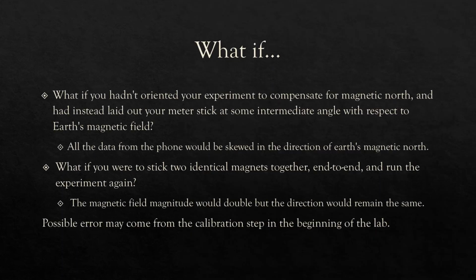What if? What if you hadn't orientated your experiment to compensate for the magnetic north and had instead laid out your meter stick at some intermediate angle with respect to Earth's magnetic field? All of the data from the phone would be skewed in the direction of Earth's magnetic north if that were to happen. What if you were to stick two identical magnets together, end to end, and then run the experiment again? The magnetic field magnitude would double, but the direction would remain the same.